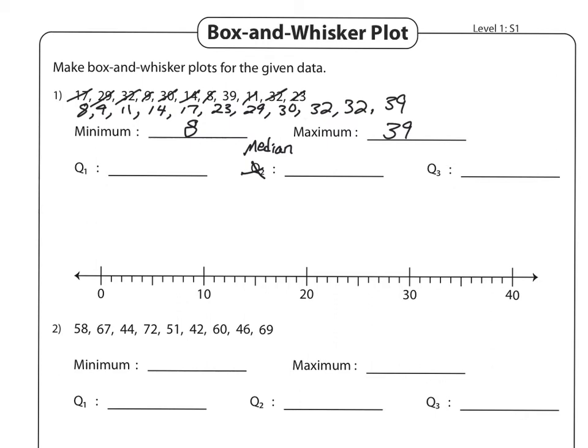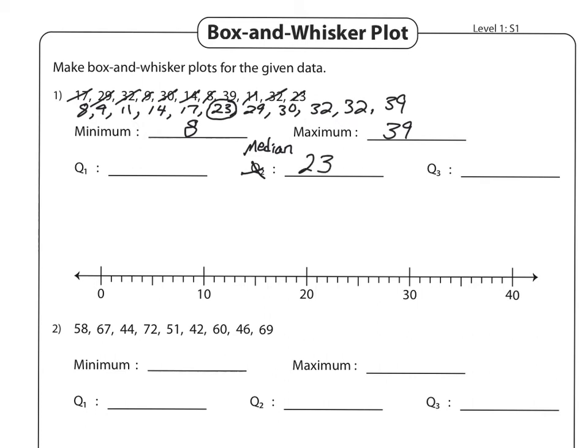And 29 to 39 is 5, so 23 has to be our median. And again, you can cross them out as you go to the center. I don't want to do that because I need those numbers later. So our median is right here at 23.